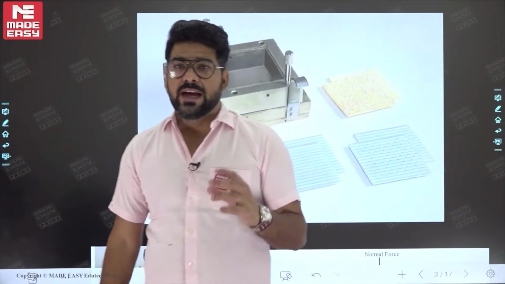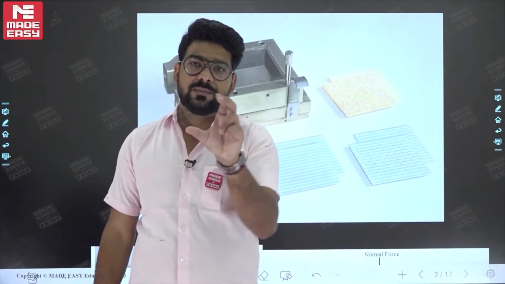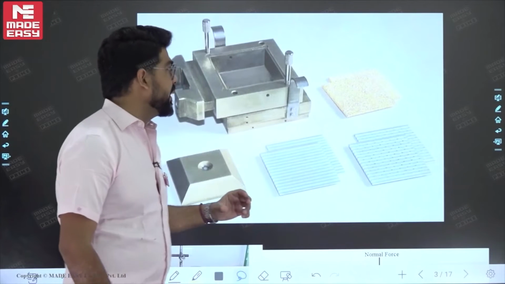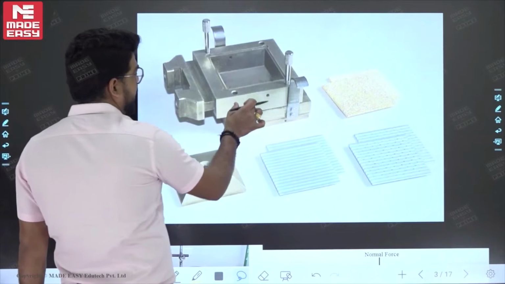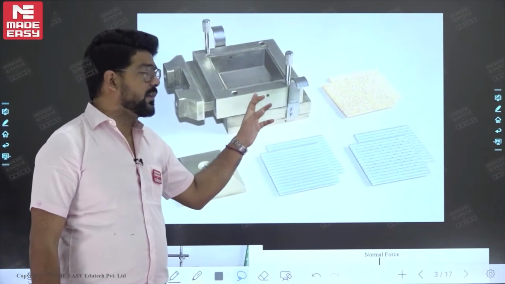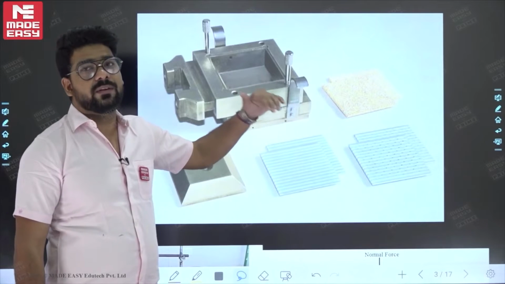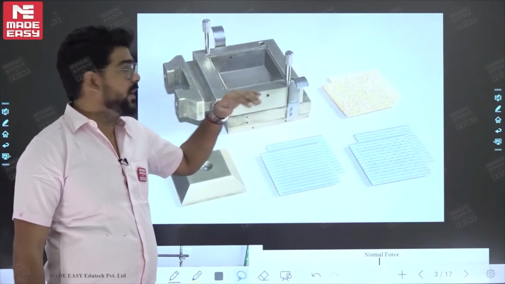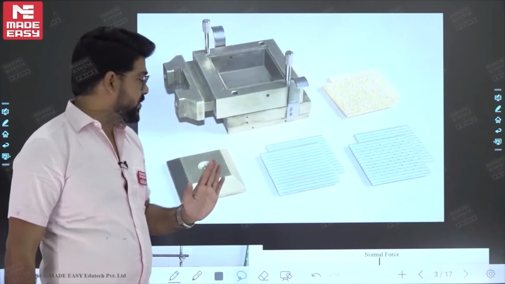In the direct shear test, there will be a shear box. The shear box is something of this size, 60 to 90 mm, and the shear box has two parts. You can clearly see this is the upper part and this is the lower part. In this shear box, first of all we will place the plate and porous stone, and after that we will place the soil specimen inside this shear box.